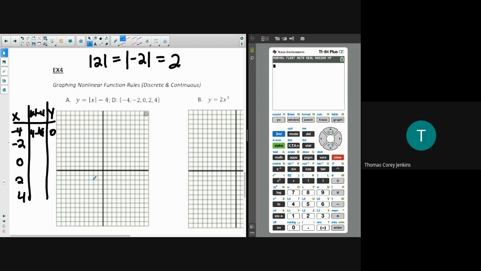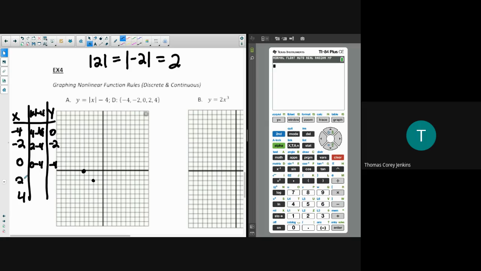I'm going to give it a second to catch up. All right, there we go. And now we're off and running again. The absolute value of 0 is 0. So this is 0 minus 4 would be -4. So 0 goes to -4. We can see a pattern. And if you just follow the pattern blindly, you would think it's going to be linear, right?